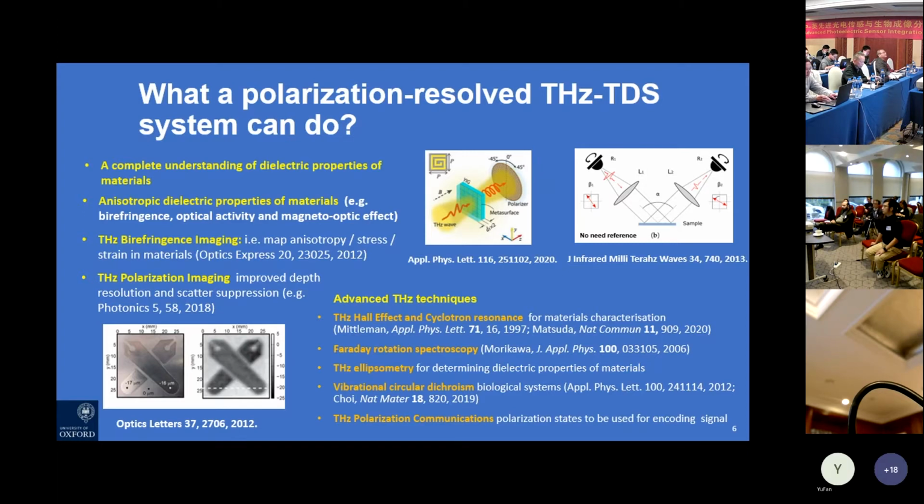And furthermore, polarization-resolved terahertz technique can lead to more advanced terahertz technology, for example, the terahertz Hall effect measurement, the terahertz Faraday rotation spectroscopy, terahertz ellipsometry, terahertz vibrational circular dichroism, and terahertz polarization communication.